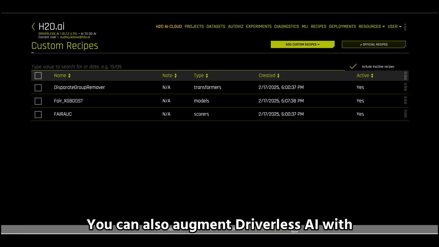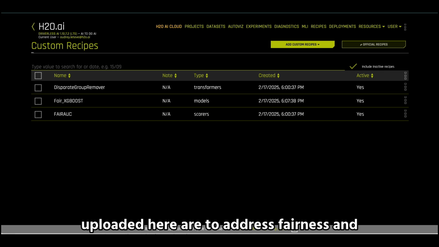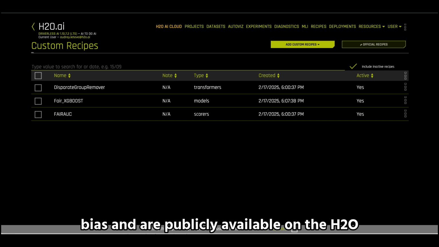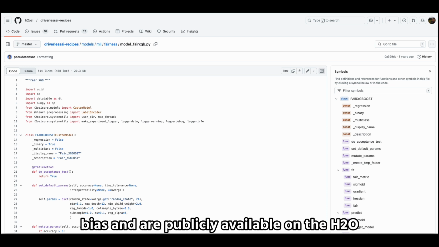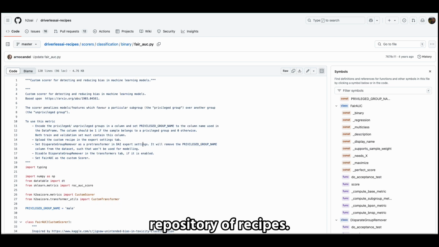You can also augment Driverless AI with custom recipes. The following recipes uploaded here are to address fairness and bias and are publicly available on the H2O GitHub repository of recipes.